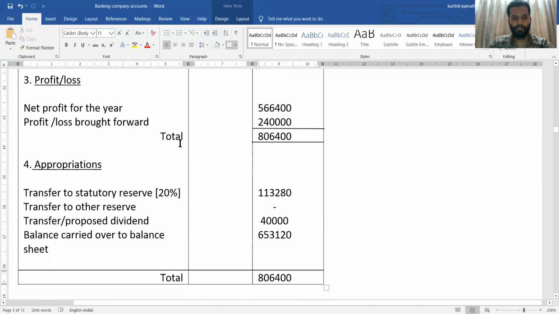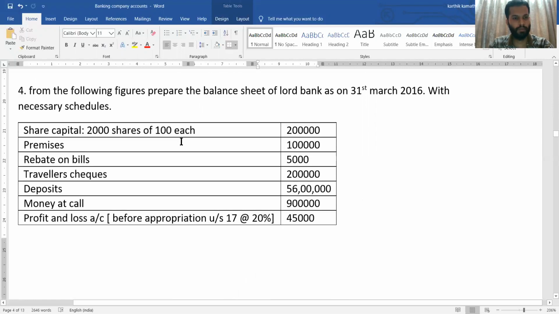Now the next problem, the last problem of this class. From the following figures, prepare the balance sheet of Lord Bank as on 31st March 2016 with the necessary schedules. In the previous problem we calculated the profit and loss account. Now we need to do the balance sheet. Again, your balance sheet means 12 schedules, working note first, and then the balance sheet format. So now see the question.